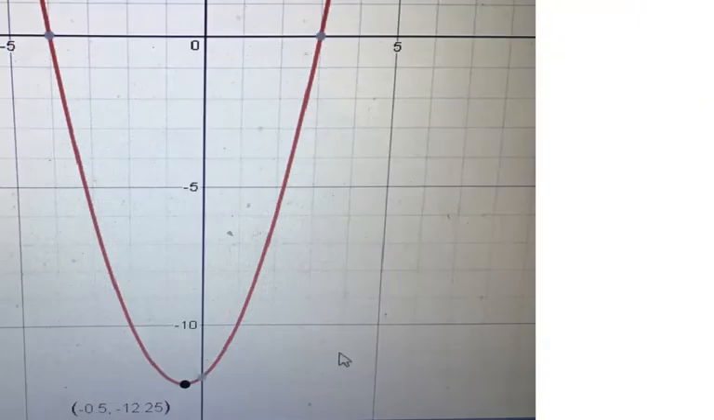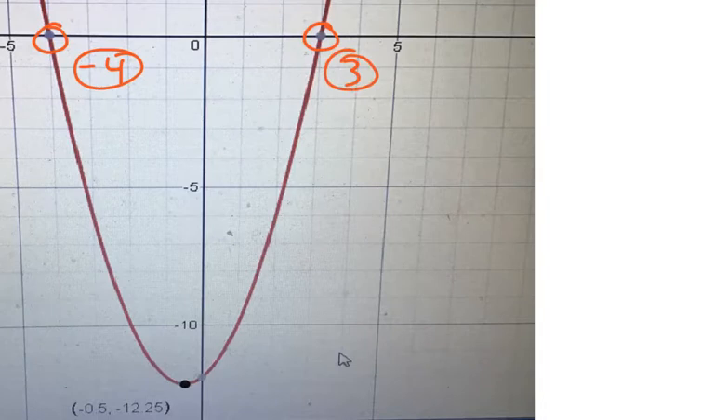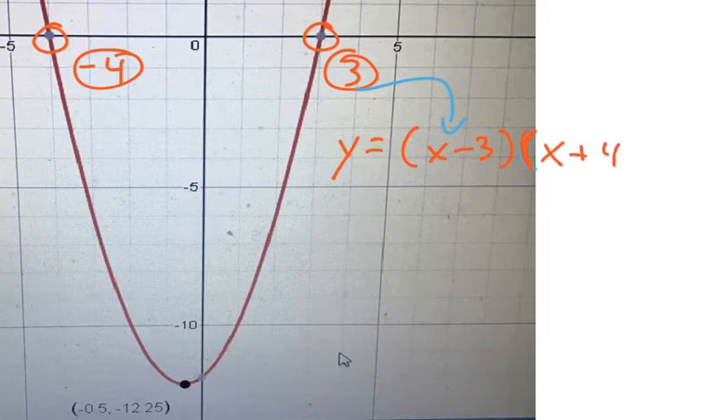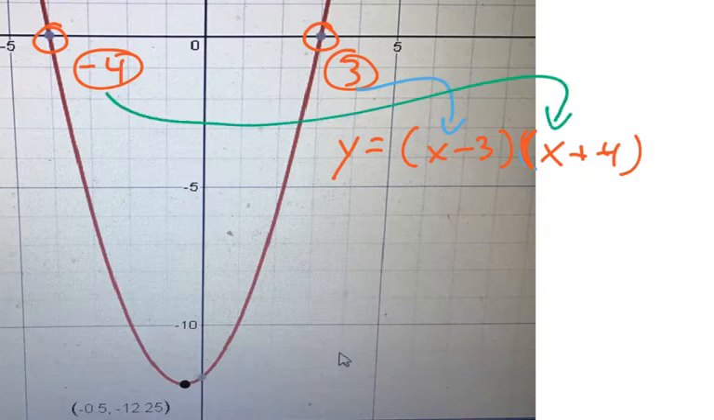Okay? And maybe later in the video I'll talk about vertexes a little bit, but let's just focus on making the equations, okay? So if we look at this one right here, notice I have a 0 right there at positive 3. 0 over here at negative 4. Can we make our equation? Our equation is going to be x minus 3. Why? Because 3 minus 3 is 0. The rest of my equation is going to be x plus 4. Why? Because negative 4 plus 4 is 0. There again is my intercept form.